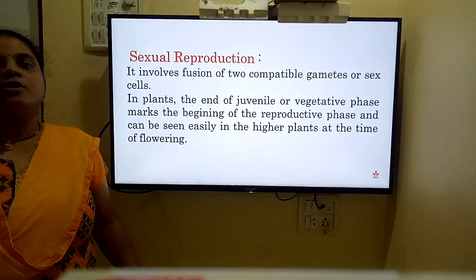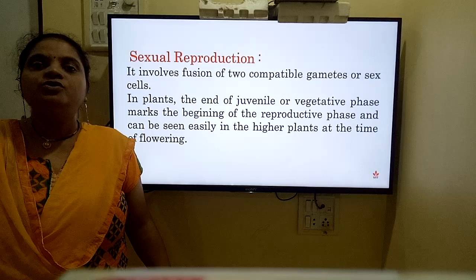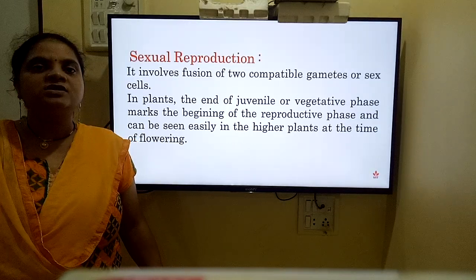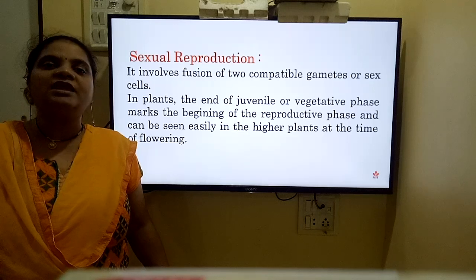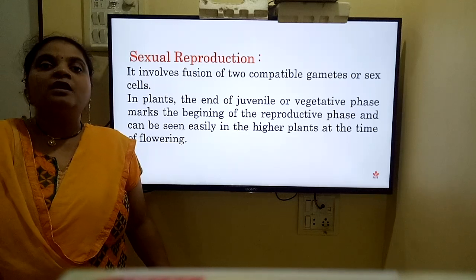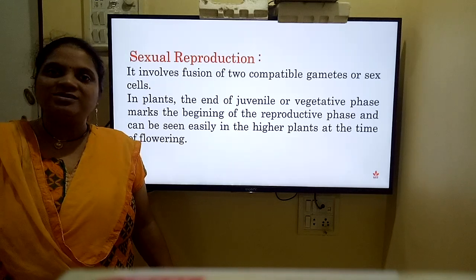Sexual reproduction involves the fusion of two compatible gametes. What is it? Two compatible gametes? Fusion of male gamete and female gamete. This sexual reproduction we are studying in plants.